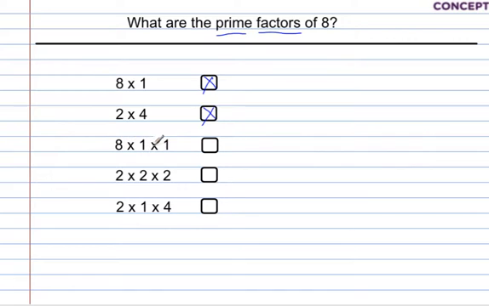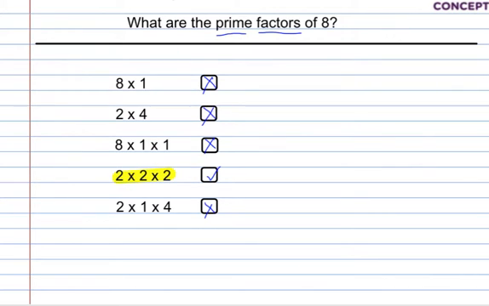8 multiplied by 1 multiplied by 1. Yes, that gives us 8. However, 8 and 1 are not prime. 2 multiplied by 2, well, that's 4, and 4 multiplied by 2 is 8. So this does give us 8. Is 2 a prime number? Yes, it is. So 2 multiplied by 2 multiplied by 2 are prime factors of 8. And finally, 2 multiplied by 1 multiplied by 4 gives us 8. However, 1 and 4 are not prime. So the answer we were looking for was 2 by 2 by 2.